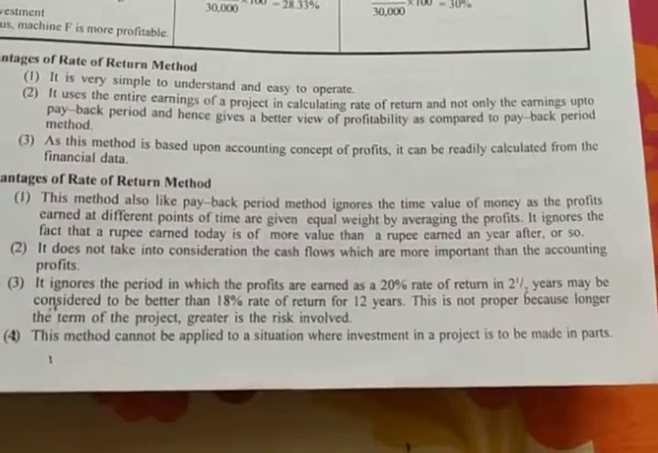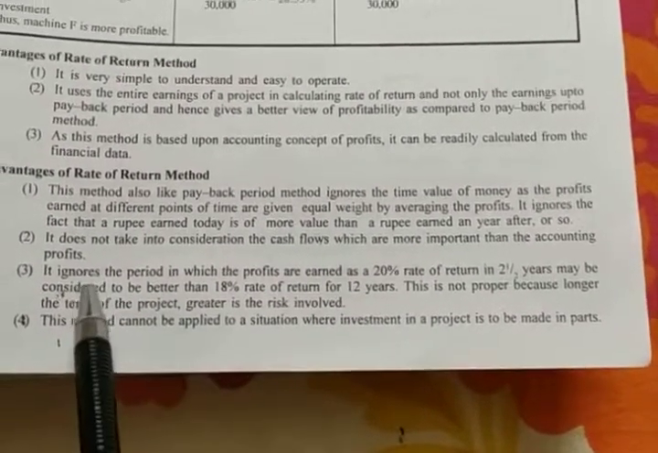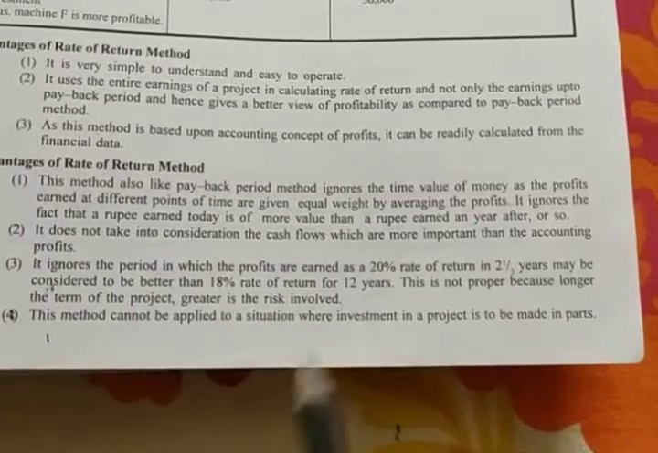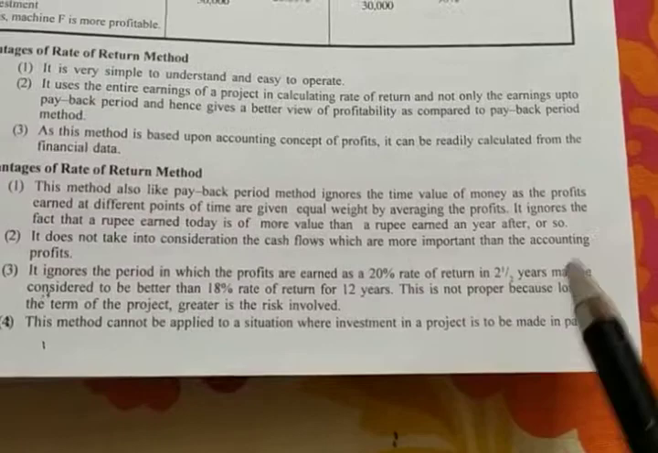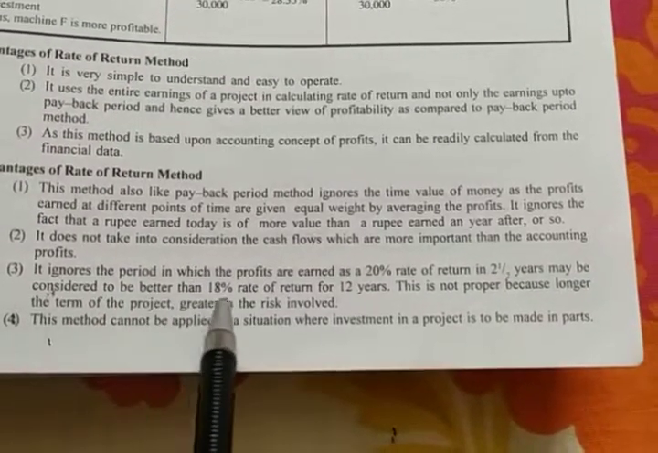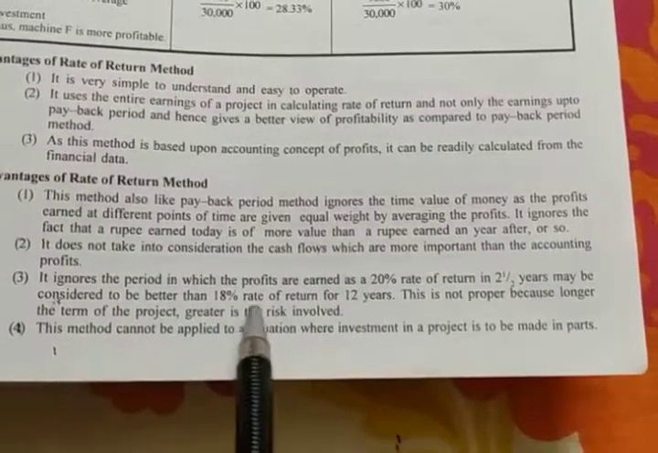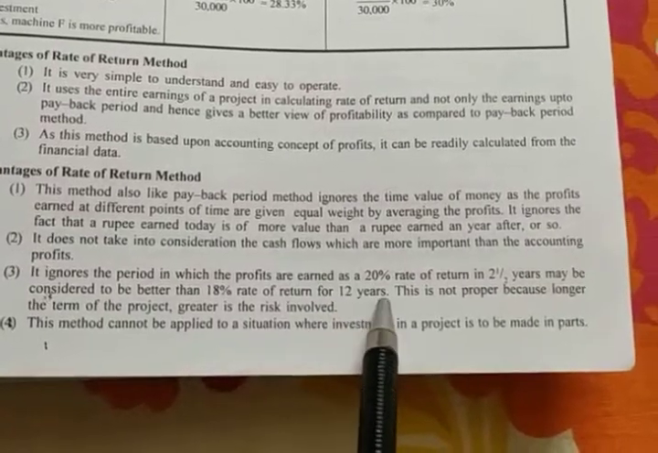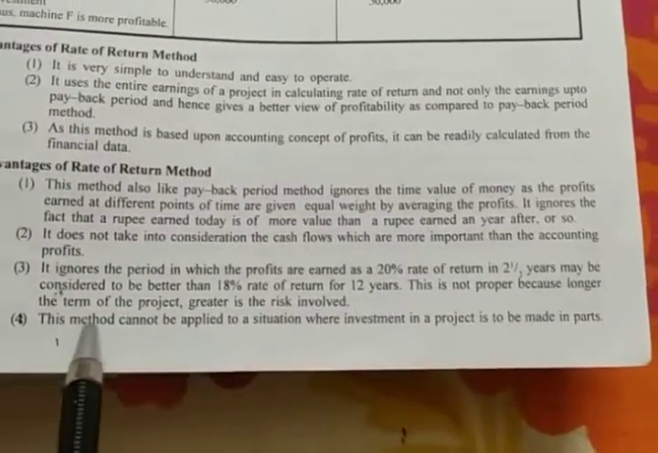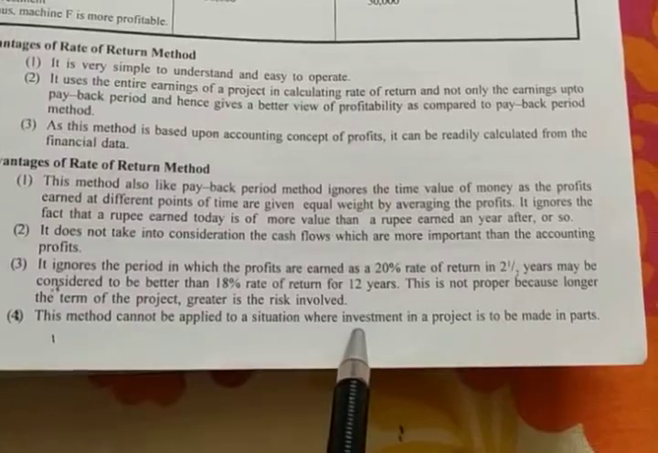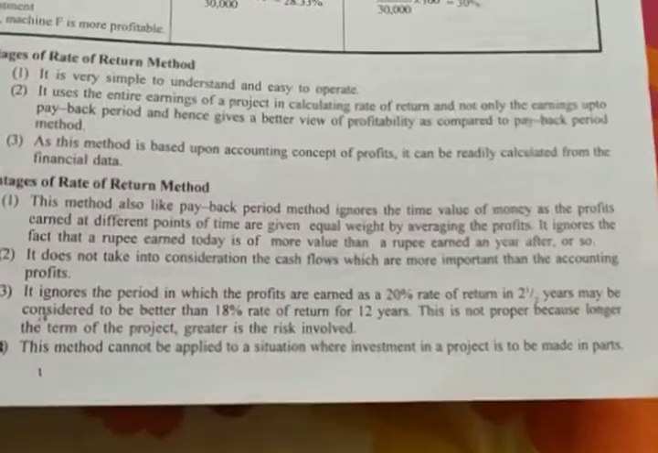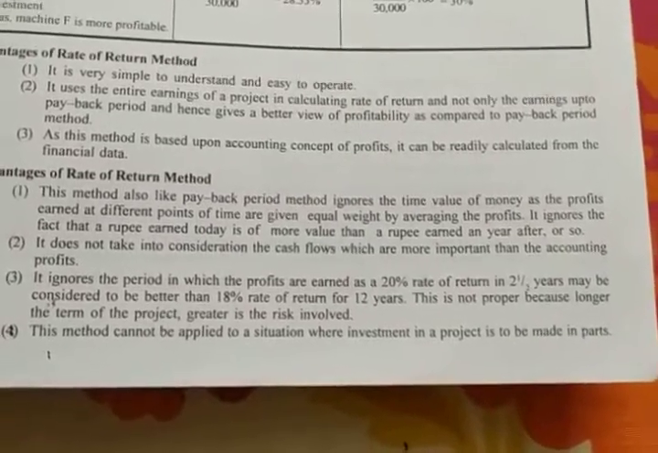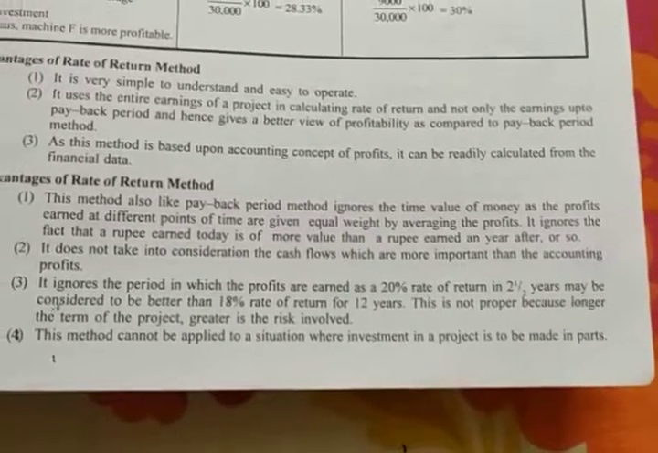accounting profits. Then it ignores the period in which the profits are earned, as a 20% rate of return in 2.5 years may be considered to be better than an 18% rate of return for 12 years. So this method cannot be applied to a situation where investment in a project is to be made in parts. So these are some of the advantages and disadvantages of the rate of return method.